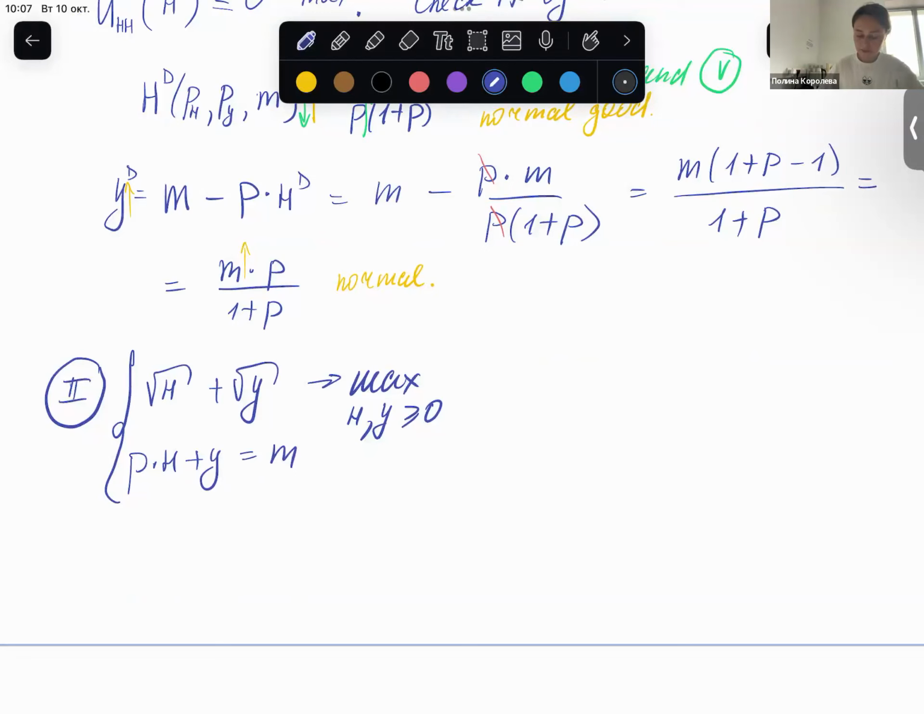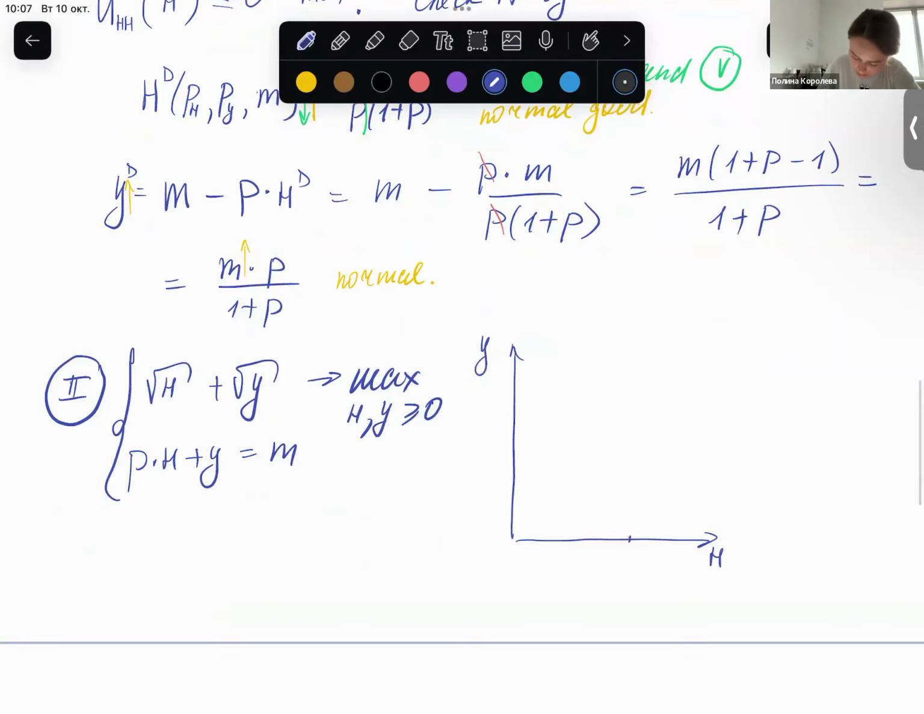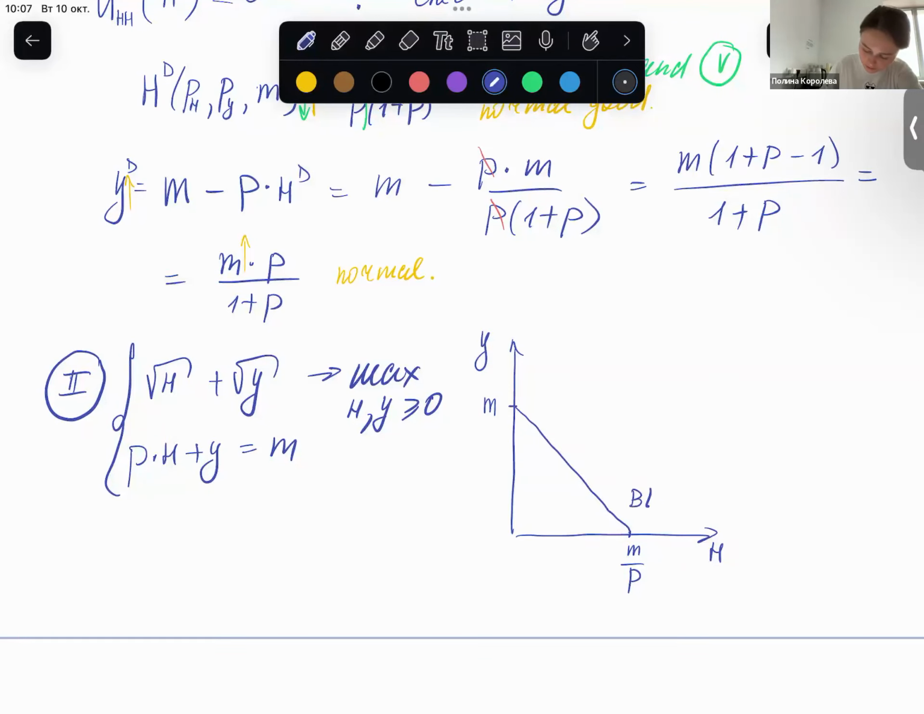So, as you remember, let's draw the graph. Here will be heating, here composite good. Let's draw the budget line by using, this is the linear function, we can use 2 points. So if y is equal to 0, then h will be equal m over price of heating, and vice versa. If h is equal to 0, y will be equal to our monetary income. So connect these 2 points. This is our budget line. Always name all curves that you present on the graph.